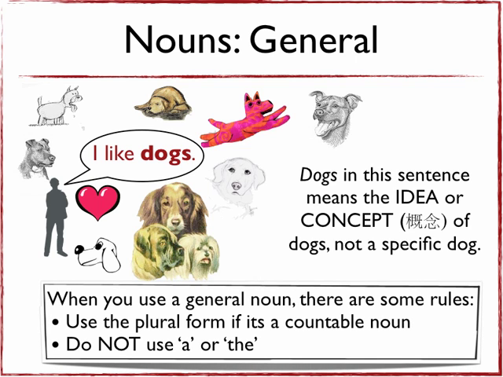When we use general nouns, there are some rules. We use the plural form if it is a countable noun. Usually that means adding an S. And we do not use a or the.